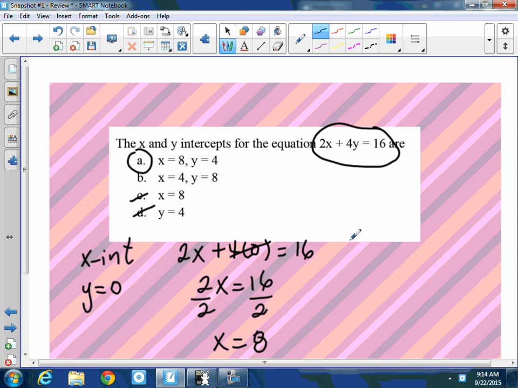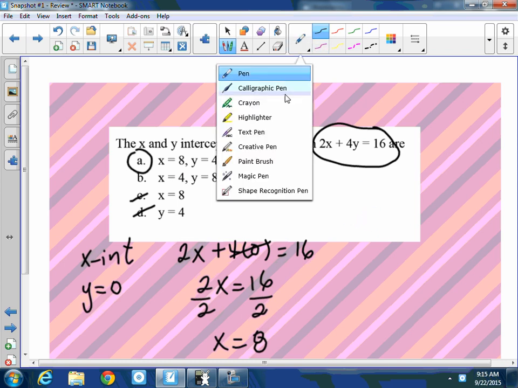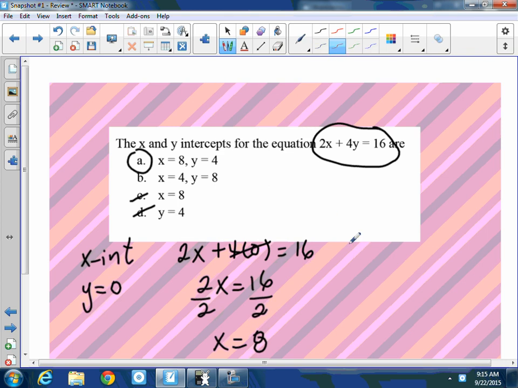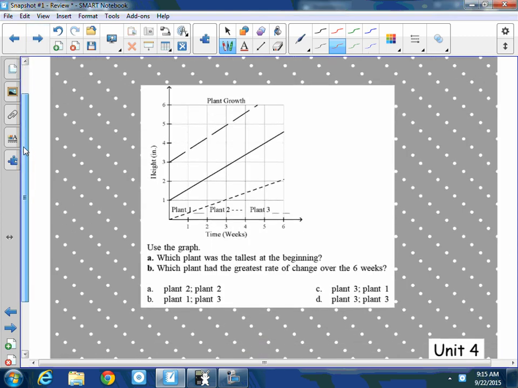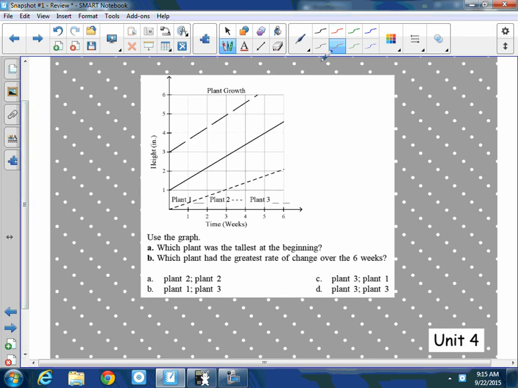So the correct answer needs to be A because the x-intercept is not 4. But I'm going to go ahead and do the other one on the y-intercept. The x equals 0. So I'm going to come to the equation and plug it in. 2 times 0 plus 4y equals 16. That would be 0. So 4y equals 16. Divide by 4. And y equals 4. And there it is. So the correct answer was A. But technically, I could have stopped when I found my x-intercept. Go ahead and try it. Stop the video. And then hit play and go for it.